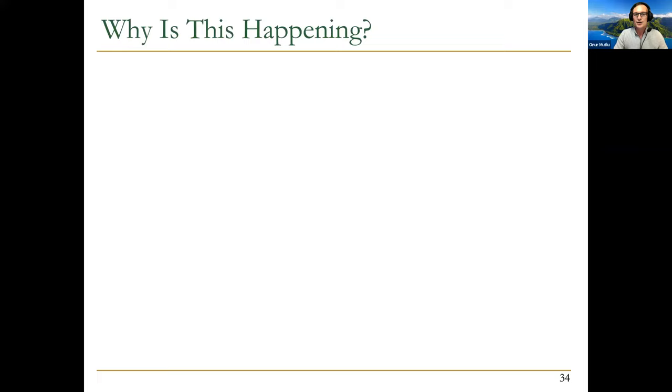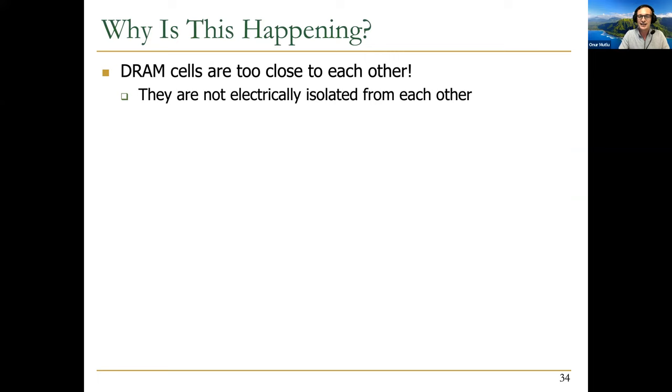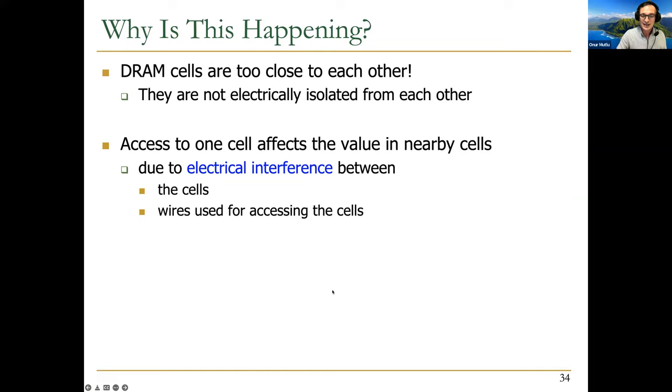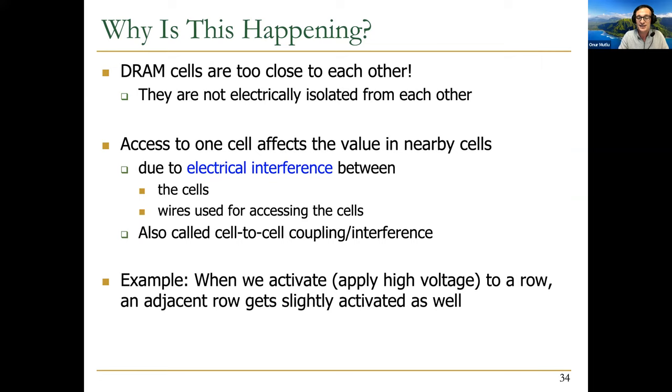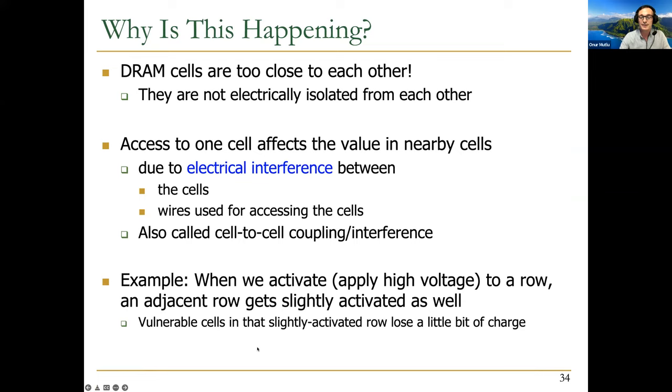Okay, so why is this happening? Very quickly, DRAM cells are too close to each other. They're not electrically isolated from each other. Access to one cell affects the value in nearby cells due to electrical interference between the cells, as well as the wires used for accessing the cells. This is also called cell-to-cell coupling and interference. A high-level example is that when we activate, apply high voltage to a row, an adjacent row gets slightly activated as well. This is one potential cause. And vulnerable cells in that slightly activated row lose a little bit of charge.